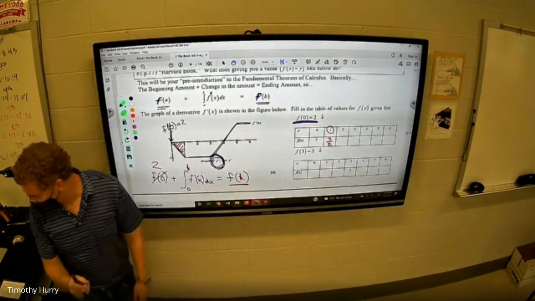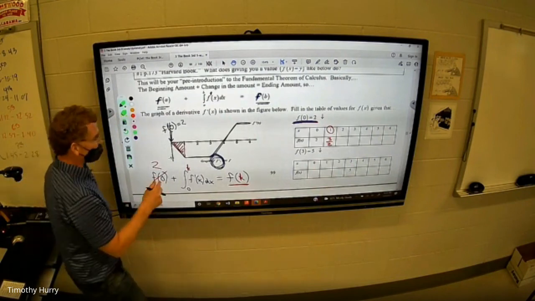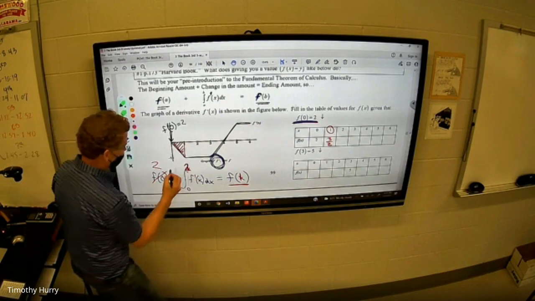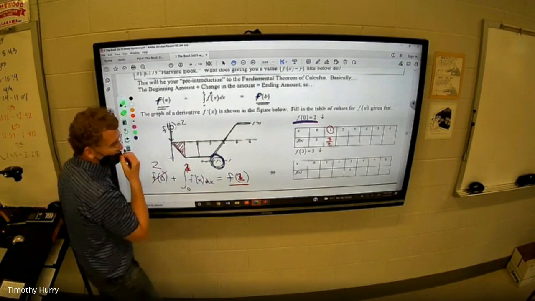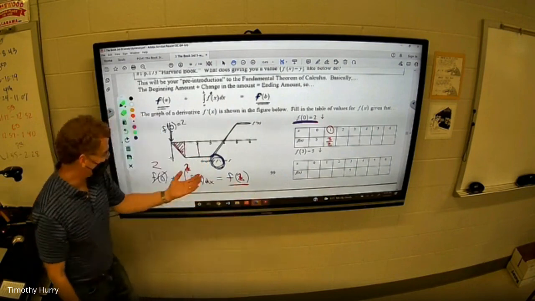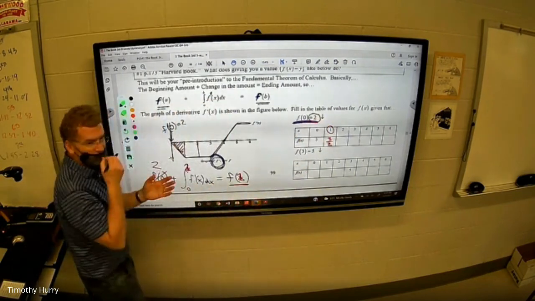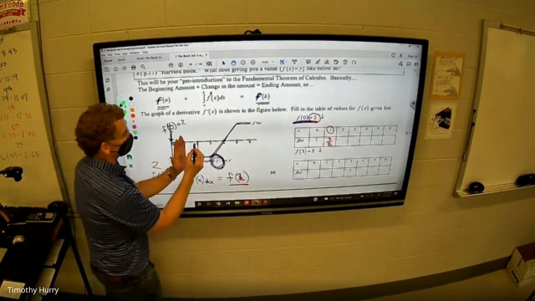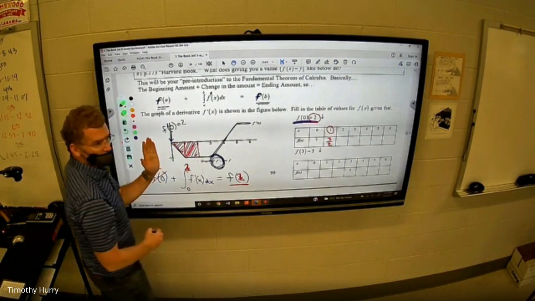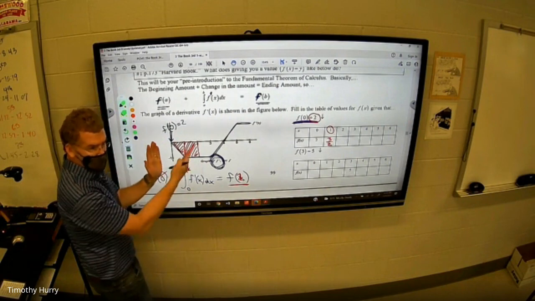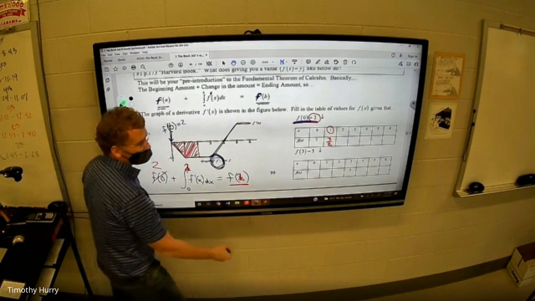All right, stay with me for one more minute. What if I said find f of 2, not negative 2, but f of 2? How do I find f of 2? What do I do? To find f of 2, I get my initial amount, f of 0, which I already know, and I add to it the change in the amount from 0 to 2, which is all that area. What is that total area? Negative 1/2. What's 2 minus 1/2?